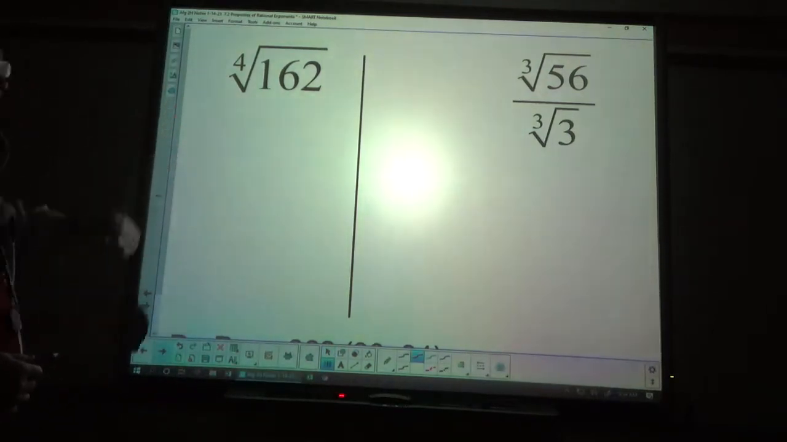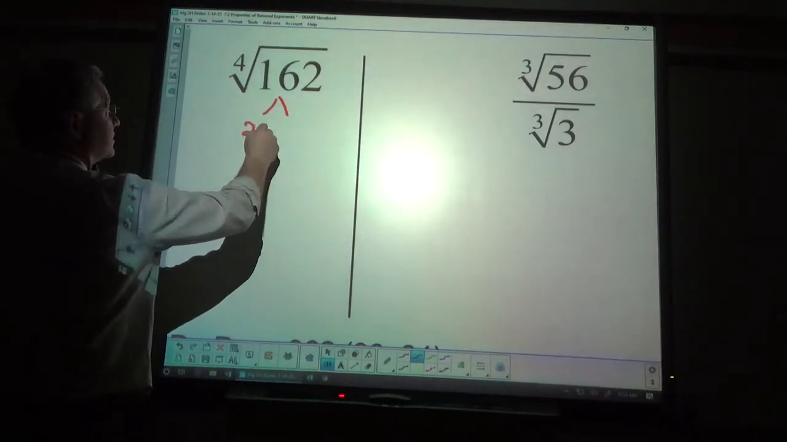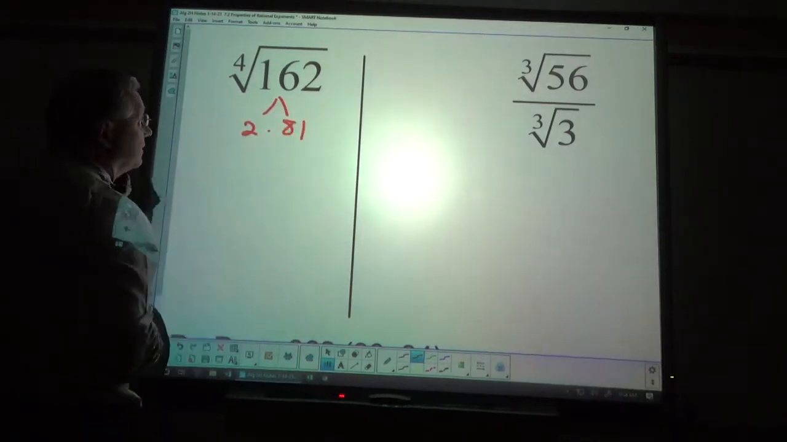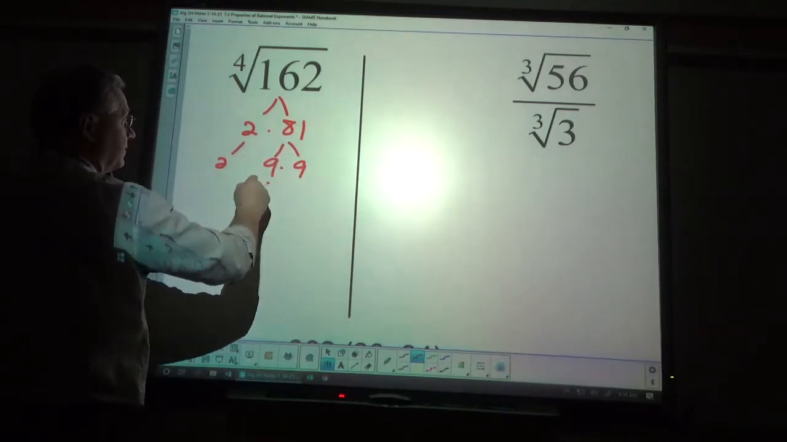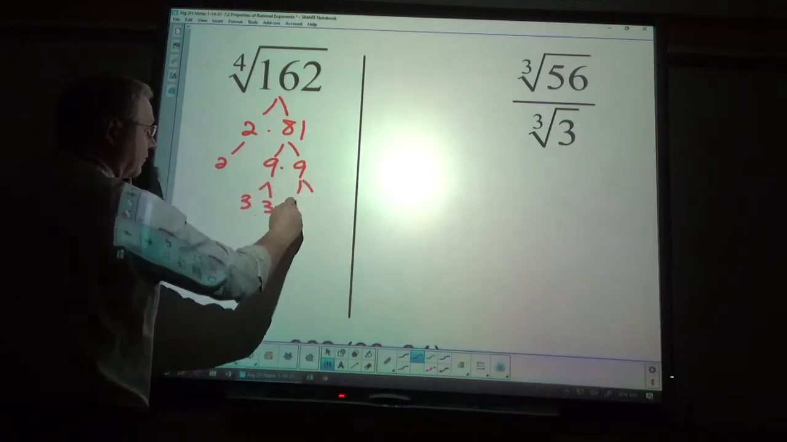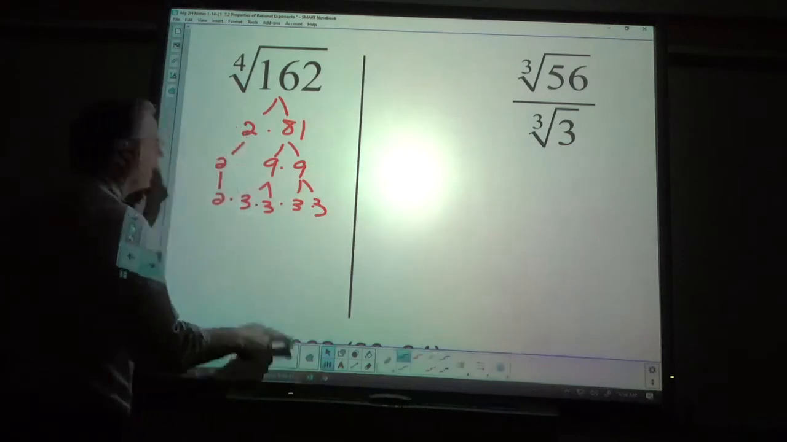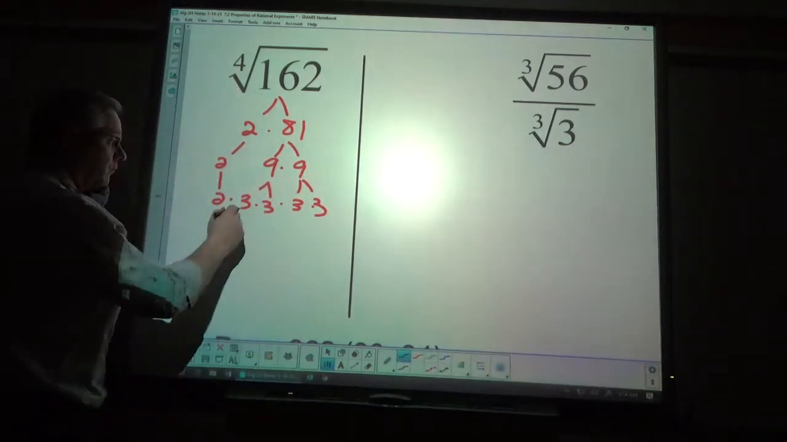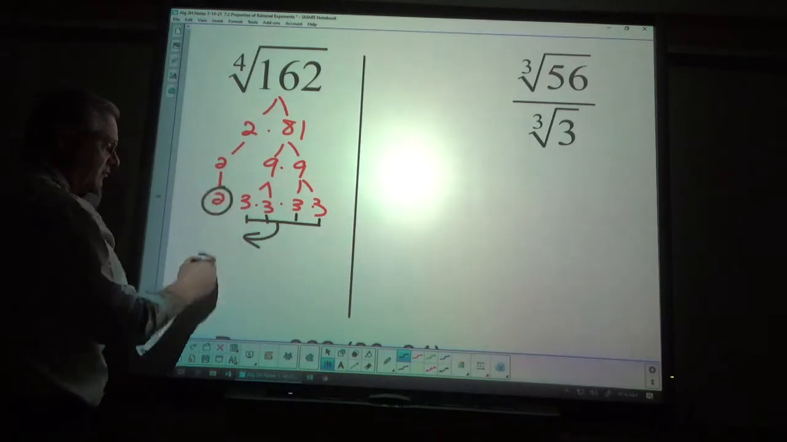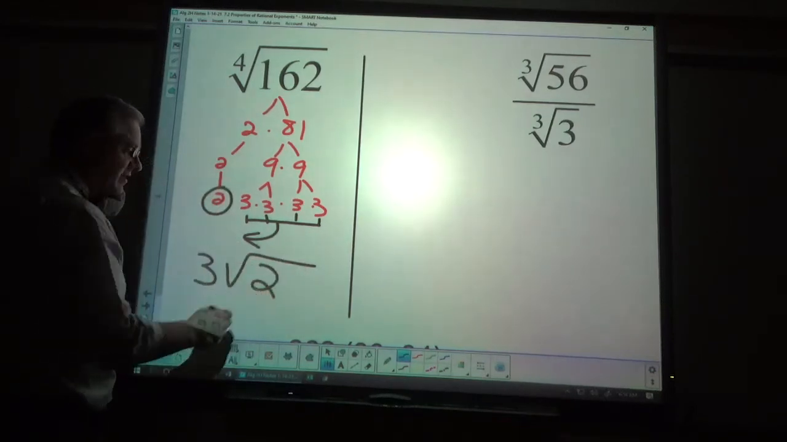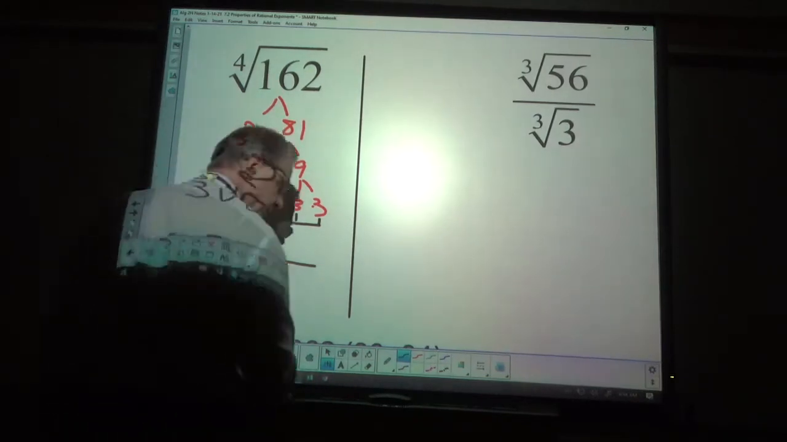If I want to simplify this, I'm going to break it apart. Let's see, 2 times 81. And then this is, again, 9 times 9. 3, 3, 3, 3, and a 2. I need 4 to pull one out. 1, 2, 3, 4. I have a 3 on the outside. The 2 is left over. That stays inside. But don't forget your index of 4.